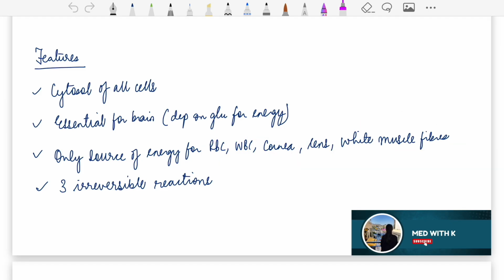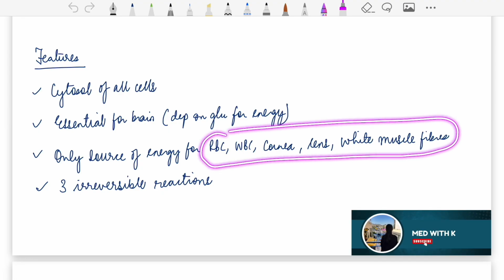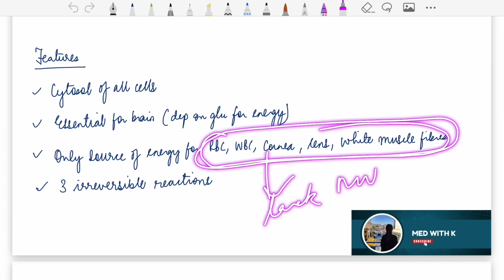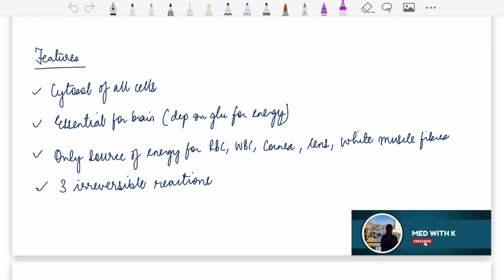Now, why is it the only source of energy? Because these cells lack mitochondria. If they do not have the mitochondria, which is the powerhouse of the cell, they cannot generate their own ATP, and thus they have to be dependent on the process of glycolysis. Another important point is that this series of 10 reactions has 3 irreversible reactions.